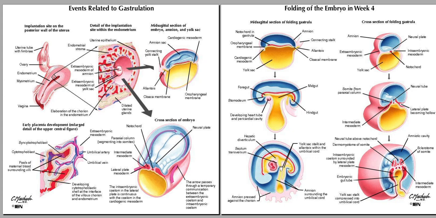The yolk sac stalk and allantois within the umbilical cord. The amnion pressed against the chorion. Okay. The amnion surrounding the umbilical cord too. The notochord, the intraembryonic mesoderm, neural plates, that's the amnion, and the extraembryonic mesoderm too over here.